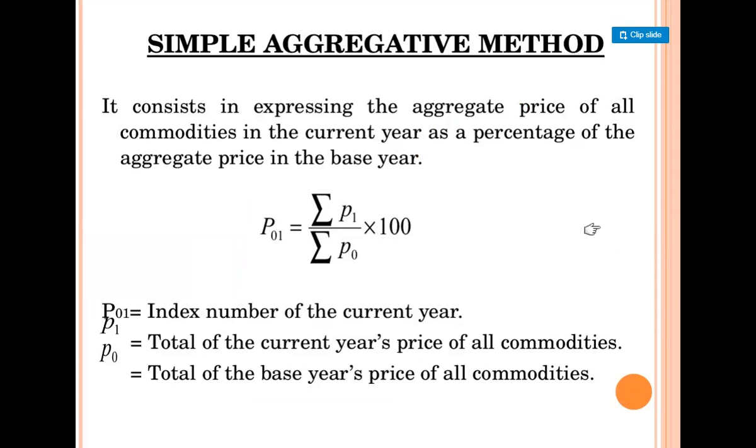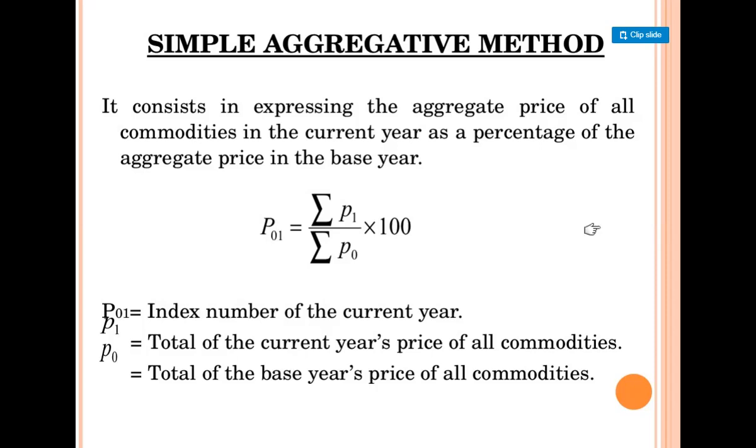What is the base year price compared with the current year price? That is the meaning of P naught one. So P naught one is equal to summation P1 by summation P naught into 100. Here summation P1 is the current year price, and P naught is the old base year price, into 100.